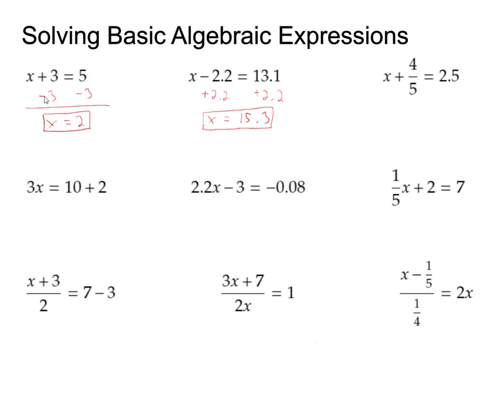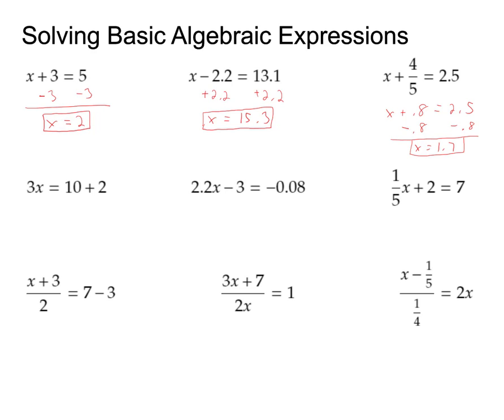x plus 4/5 equals 2.5. One thing that I would suggest doing here is changing 4/5 to a decimal, because we have a fraction and a decimal, so it's easier to work with one or the other. So that'll give us x plus 0.8 is equal to 2.5. Then we can subtract 0.8 from both sides. That leaves us with x is equal to 1.7.